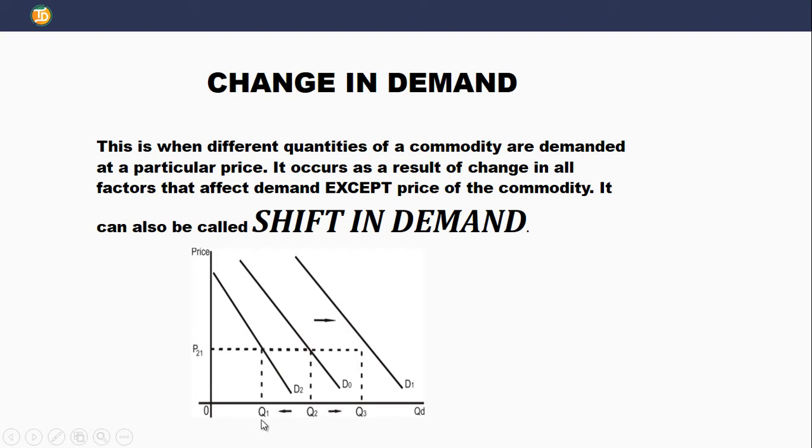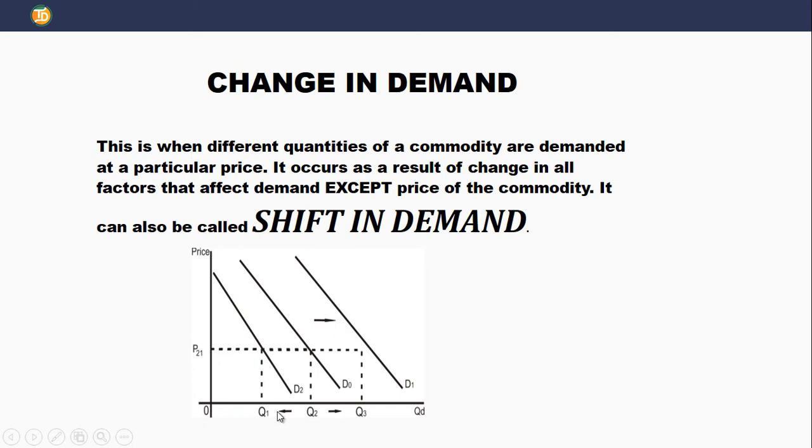So what are the things that can make consumers demand less at the same price? It could be because of a decrease in consumers' income. Consumers will buy less at the same price. It could be as a result of an increase in tax on consumers. It could be because of bad weather condition. The weather condition is not favorable. Probably the commodity is ice cream and the weather is cold. You will buy less of the commodity at the same price.